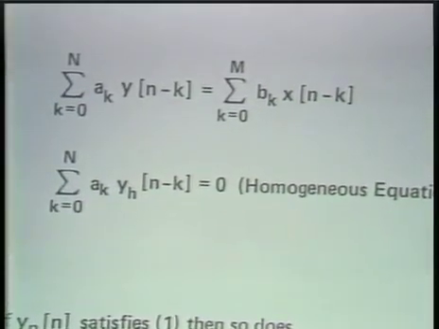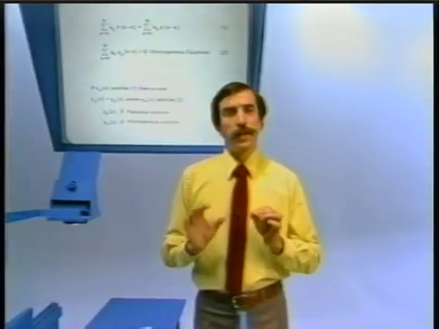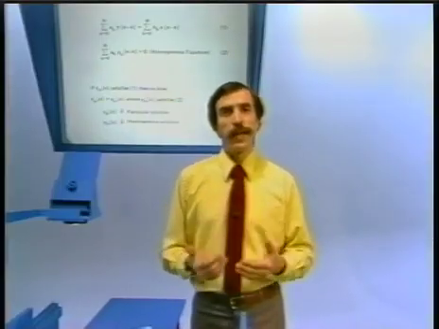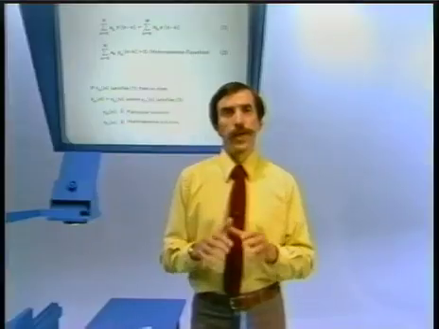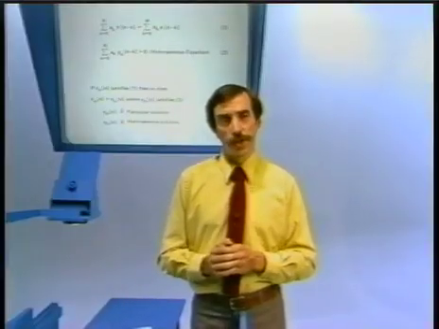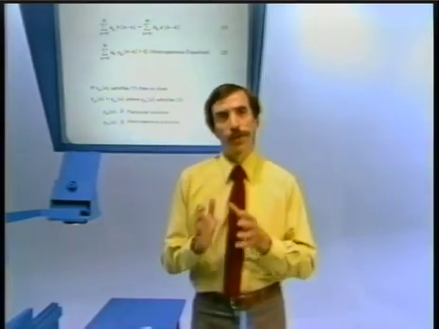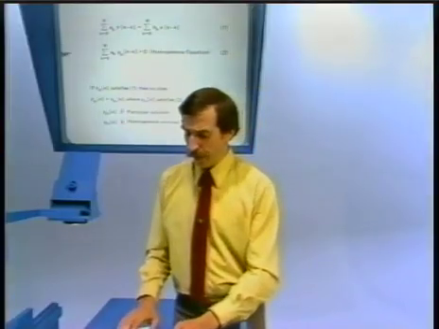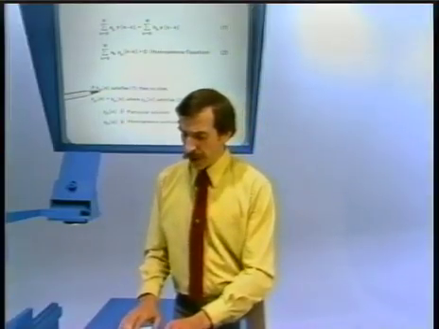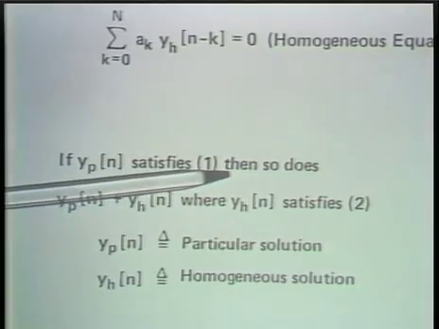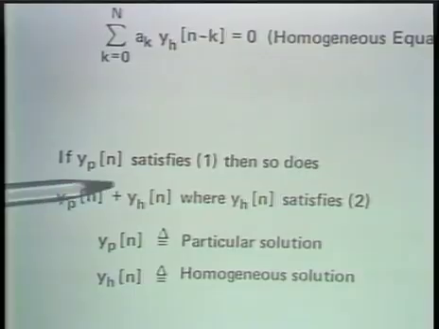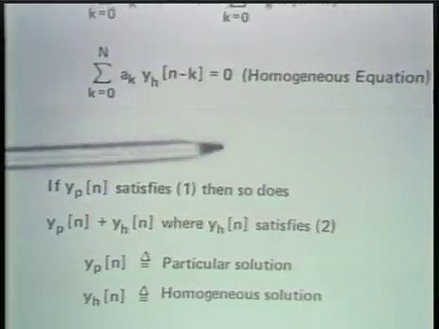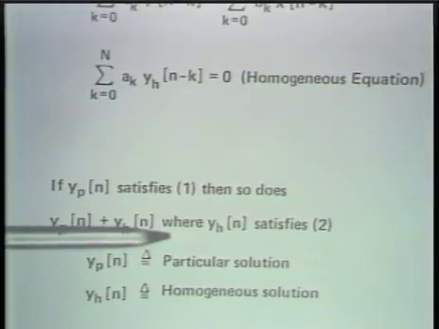Once again, the difference equation is not a complete specification of the system, because we can add to the response any homogeneous solution. In other words, any solution that satisfies the homogeneous equation, and the sum of those will also satisfy the original difference equation. So if we have a particular response that satisfies the difference equation, then adding to that any response that is a solution to the homogeneous equation will also be a solution to the total equation.